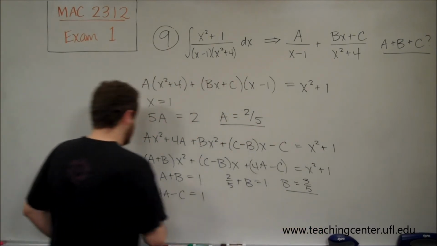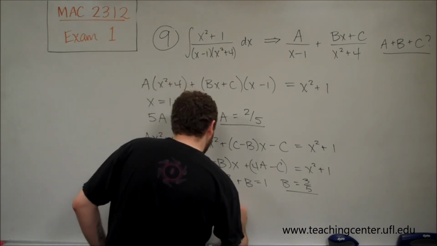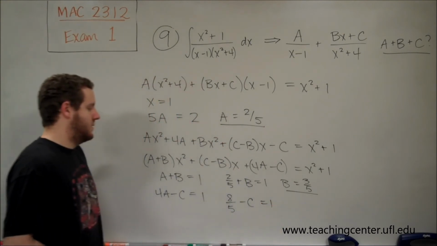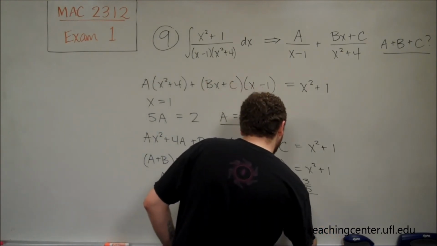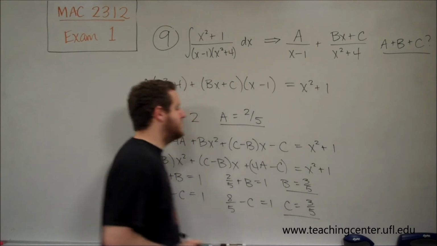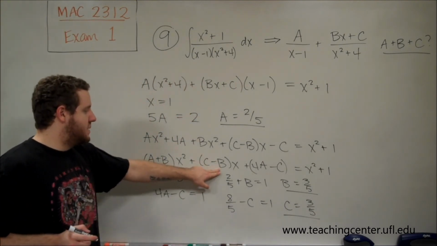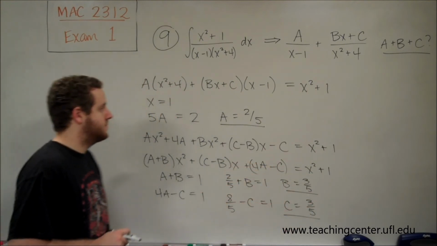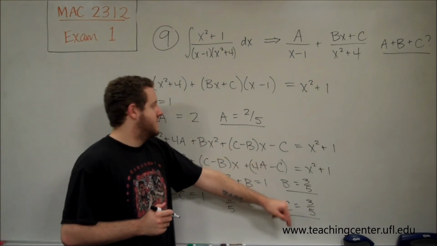Okay, and 4 times 2/5 is going to give us 8/5. So 8/5 minus c has to be 1. That tells us that c has to be 3/5 also. And if you looked at the other condition, that makes sense, because c minus b had to be 0. So b and c had to be the same. They are. That works. So we figured out a, b, and c.